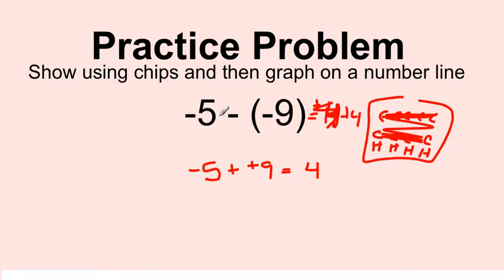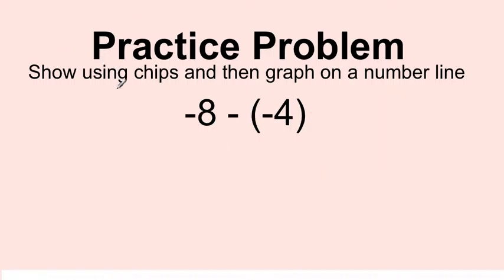If I owed someone $5 and I had to take away a debt of $9 that I owed somebody else, well, then I'm in the money 4. Let's say I came across some money. I'd be in the positive 4.